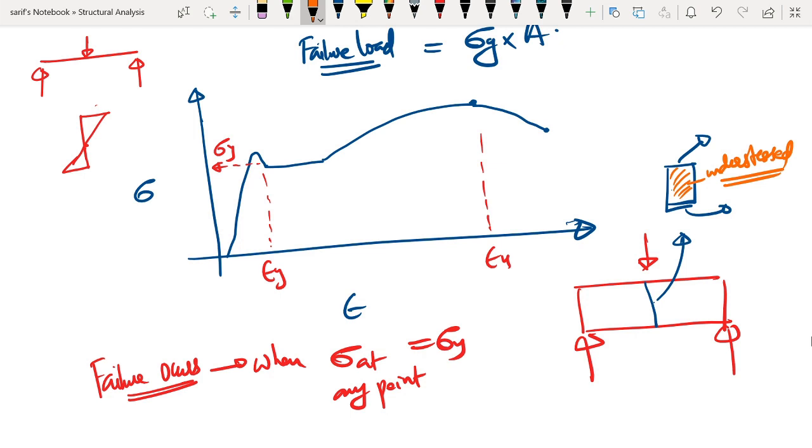We are assuming that failure occurs when any one point in the cross section, that is the extreme fiber, reaches the yield stress. However, all other internal fibers in the cross section remain under stressed, and they are still capable of carrying more load. So to counter all these limitations of the elastic theory, we have what is known as the plastic theory. So let us try to see what advancements the plastic theory is making.